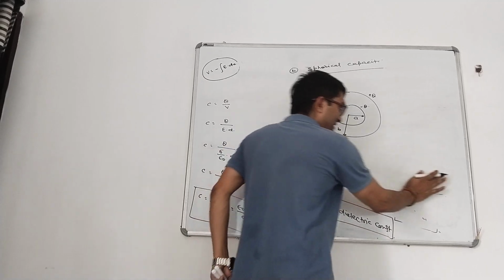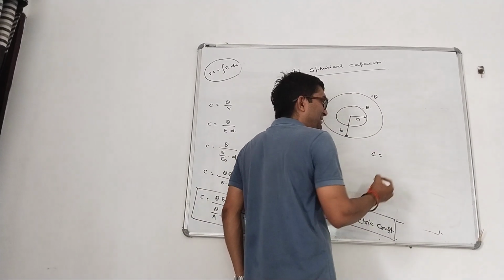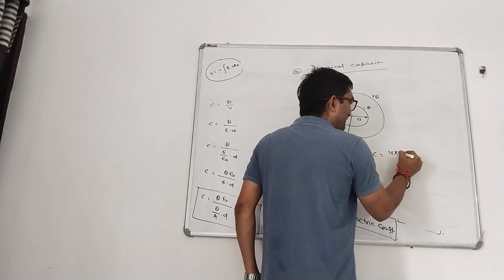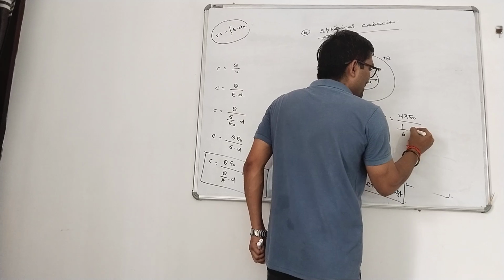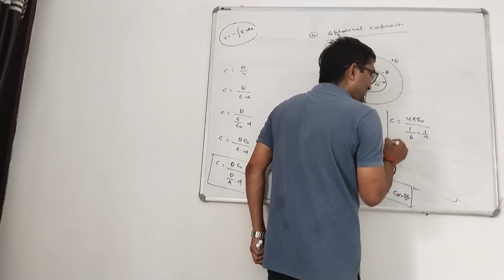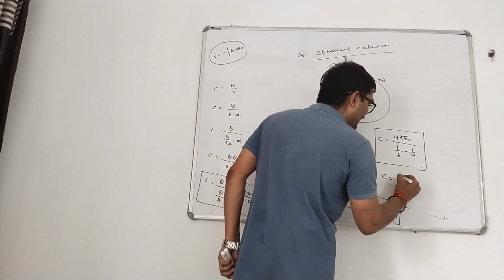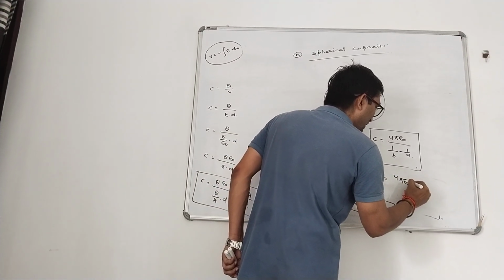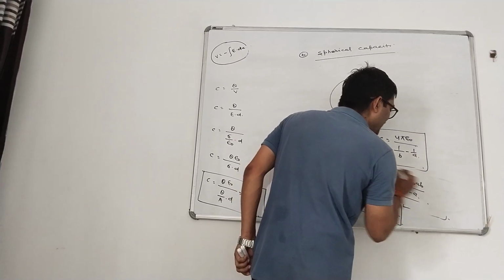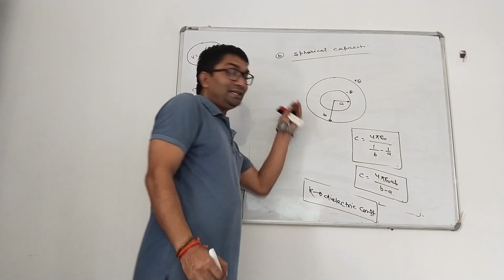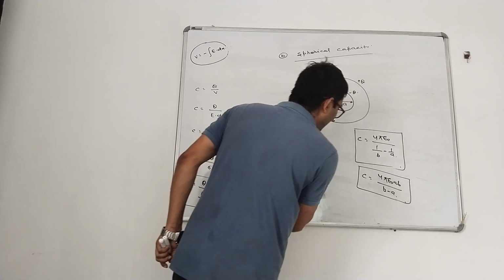So their capacity becomes 4 pi epsilon naught upon 1 upon B minus 1 upon A. These things I will keep in mind. I mean, their simple form I can write as 4 pi epsilon naught AB upon B minus A. So basically this is the capacity of a spherical plate capacitor.